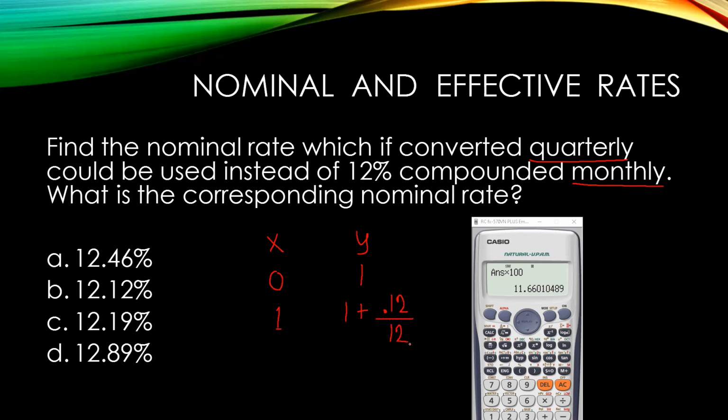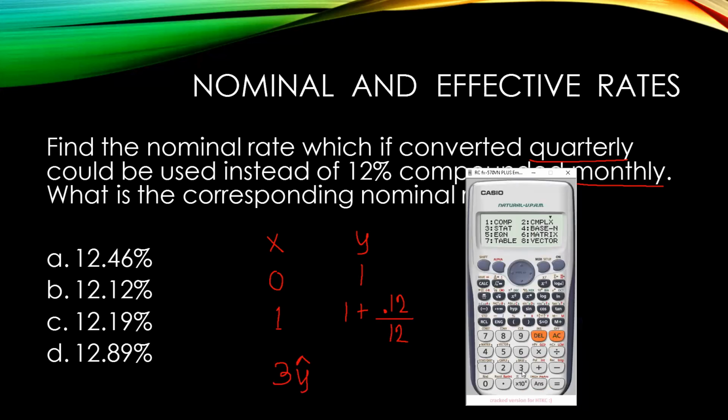Okay, yung solve natin, since this is in monthly, one period. So for quarterly there are 3 months, so from 0 to 3. Yung solve natin is yung 3y hat. So input natin 'yan dito sa ating calculator. 3, 6. So we have 0, 1. Okay, 1 plus initial, then 1 plus 0.12 over 12 months. Next is solve natin yung 3y hat. Then minus 1.